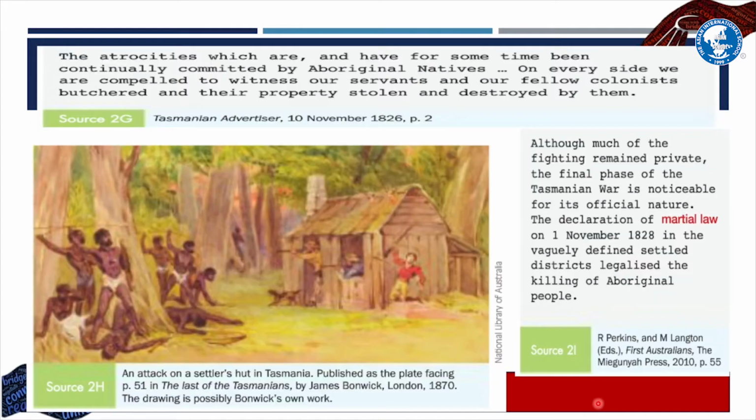And look at that. Here in our Source 2I: the declaration of martial law on 1st November 1828 in the vaguely defined settled districts legalized the killing of Aboriginal peoples. What does that mean? Legalize. So that means that they will not be punished if they kill Aboriginals. So see that? They will not be punished, and they will receive money at the same time.